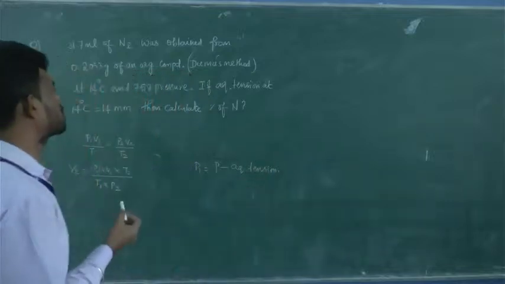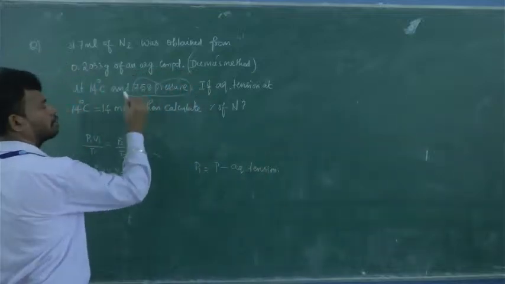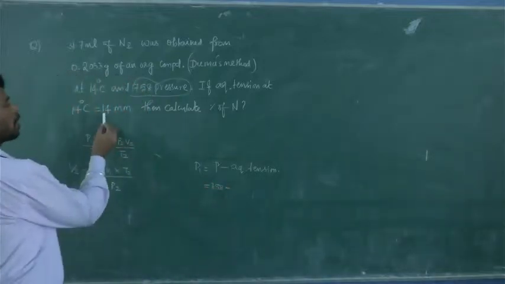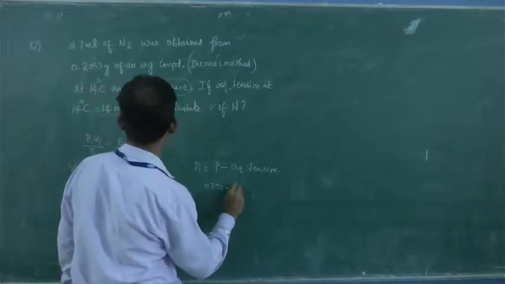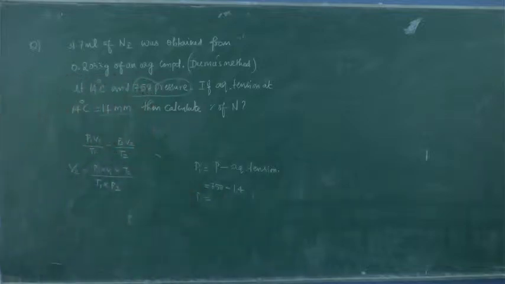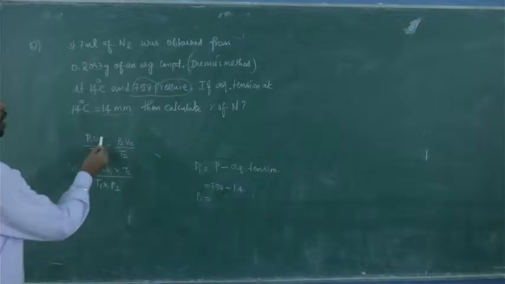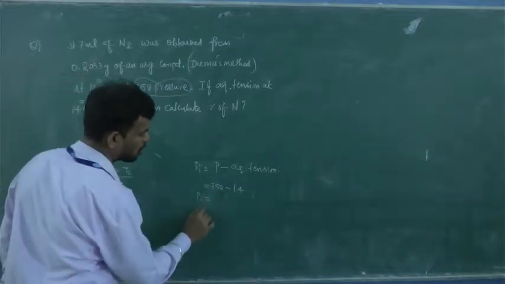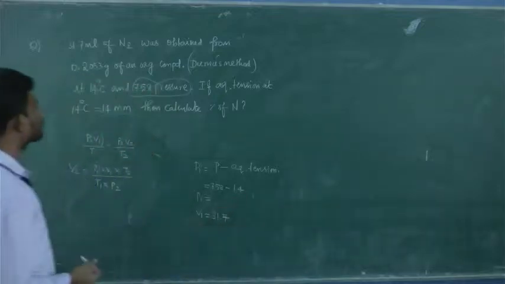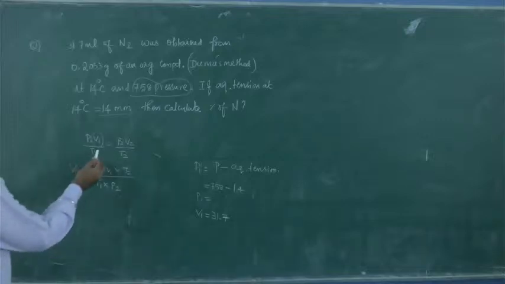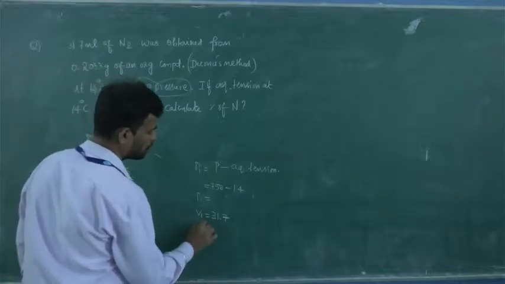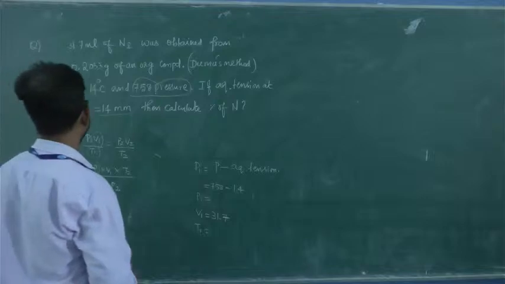So what is the pressure given? 758 minus aqueous tension, which is going to be 14. So from this we got P1. Please note this. This is P1. Is it clear? Next, what is the volume? Volume is going to be 31.7. Is it clear? Next, what is the temperature? The temperature is T1. This temperature is going to be 14 degrees centigrade.